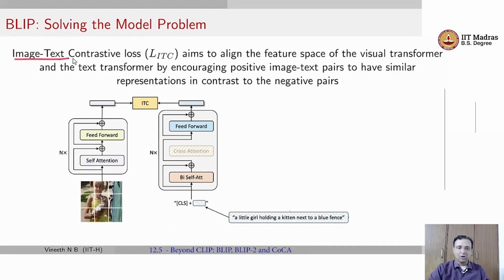Now the image text contrastive loss, or ITC, is used to match the representations of the image and text pairs that are expected to match and push away the representations of image and text pairs that are not expected to match, which means you provide your positive and negative pairs as input in a given batch to be able to compute the image text contrastive loss. This is like many other similar methods that align image and text embeddings.